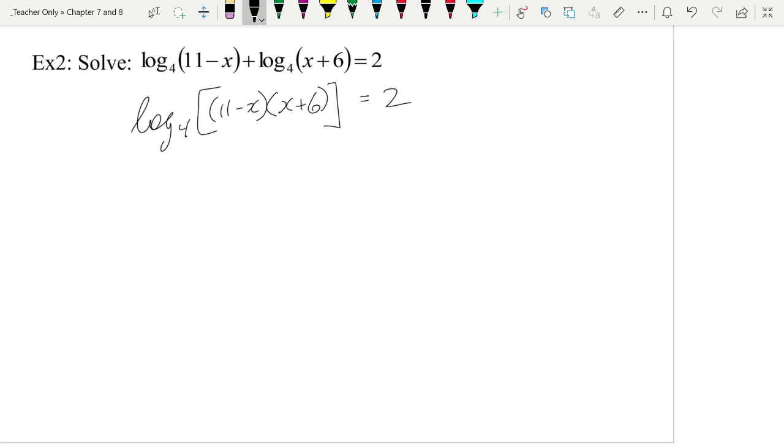Now what am I going to do? Can I take the anti-log of both sides? No, because this side's not a logarithm, right? So no, the way I did this one doesn't work. So for this one, I am going to now switch to an exponential equation.